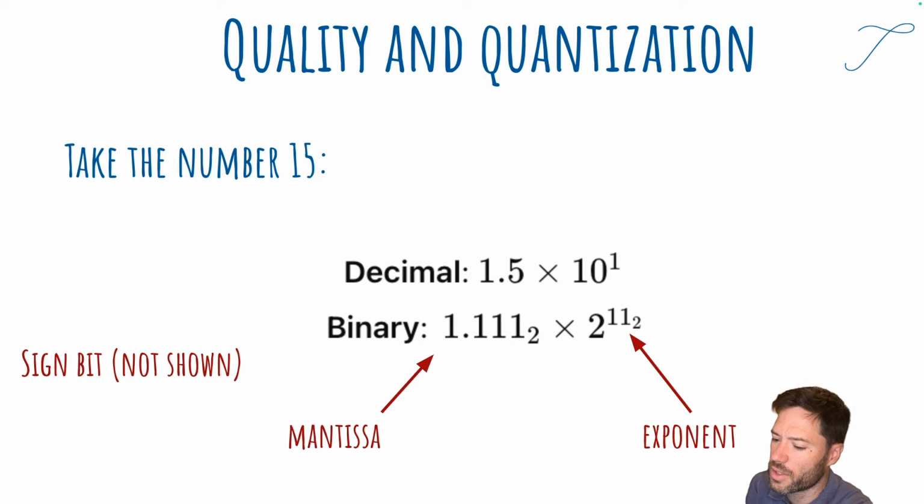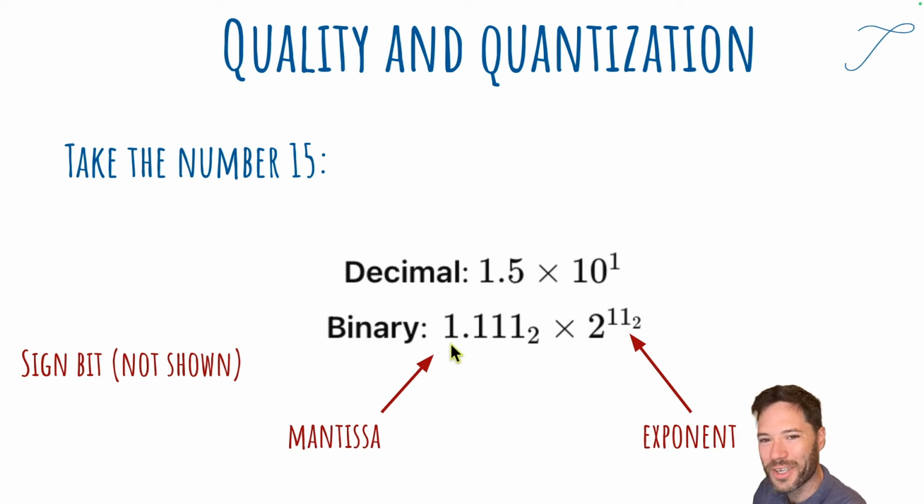To understand quantization and data types, it's helpful to review how numbers are represented. I know this is basic, but I needed it to understand how quality and quantization are related. So let's take the number 15. In decimal, that would be 1.5 times 10 to the 1. But computers work with binary, so you could represent it in integer format, but if you want to represent it in scientific notation, you have what's called a mantissa, which is a front number for precision, and an exponent, which captures the range. In binary, it would look like this.